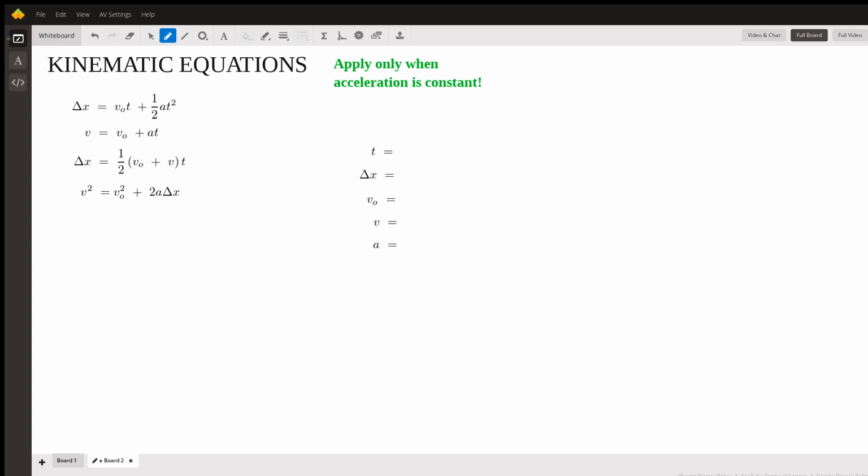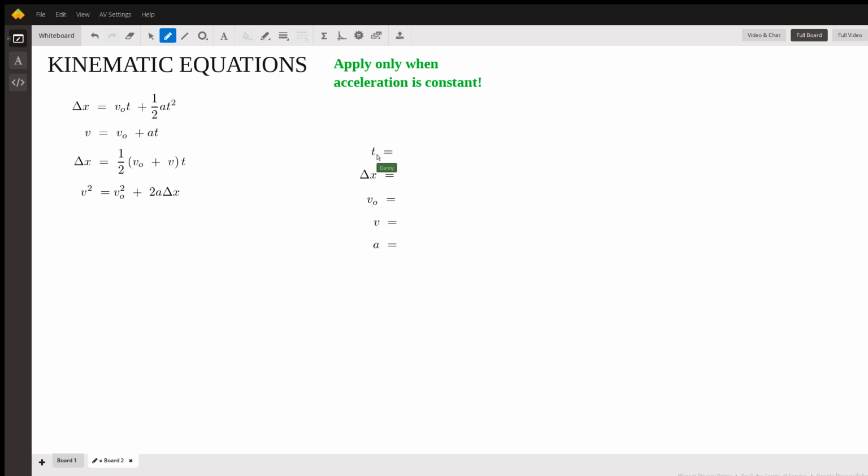Now you'll notice that in those four different equations, there are only 5 variables being used. I write them down on the left-hand side of my paper whenever I'm about to solve a motion problem using kinematic equations. I write down TAXVOVA, that's how I remember it. It's t, delta x, v naught, v, a: TAXVOVA.